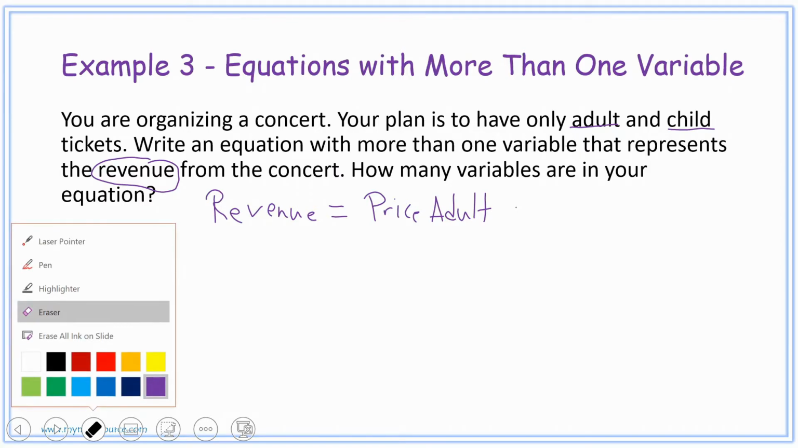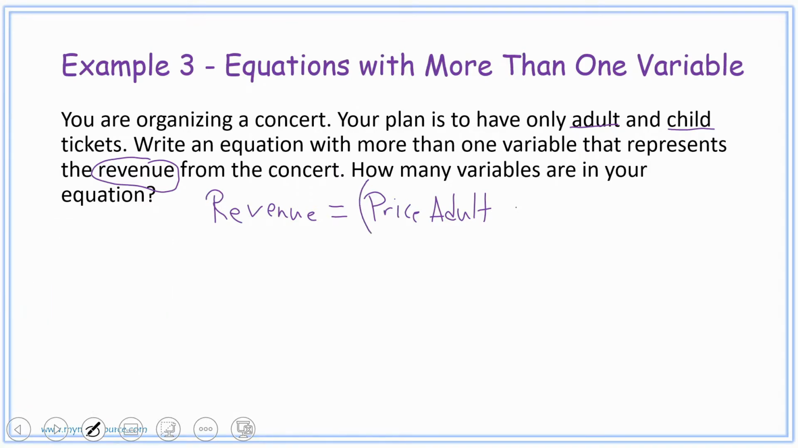So we're going to say the price of the adult ticket, in parentheses, times the number of adult tickets, right? So if you have 100 tickets and $50, then you know how much money you're going to make. So number of adult tickets plus the price of a child ticket times the number of child tickets. So I'm just going to put CT.